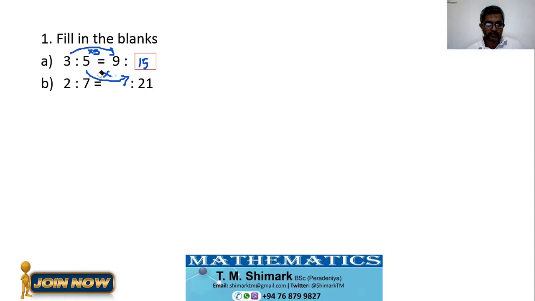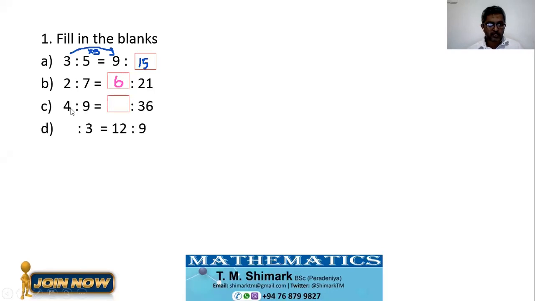Next one, can you get the answer for this? 2 is to 7, blank is to 21. How I am going to think is 7 became 21. 7 becomes 21 means the only way 7 can become 21 is multiplying by 3. So I multiply the 2 by 3. That's the answer you got as 3. You multiply that by 3. That means 6.